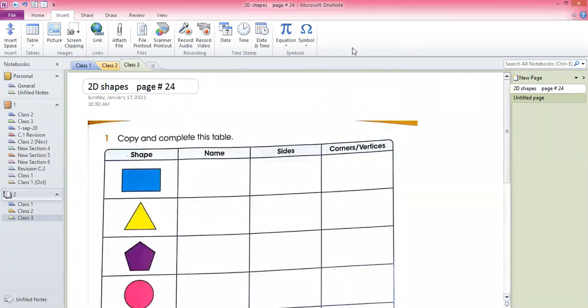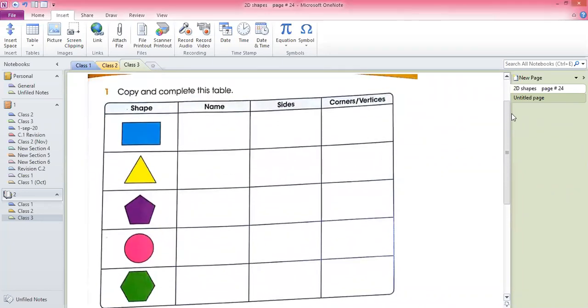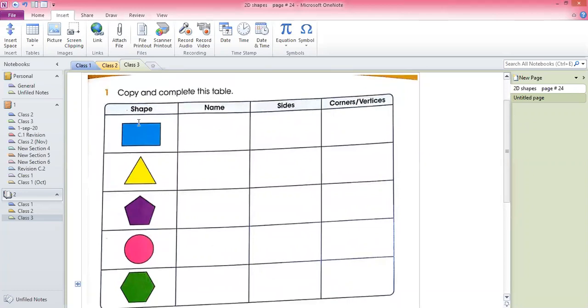Now guys, you are going to answer it. I'm not going to help you because you know about the shapes, the names of the shapes, and the sides of the shape, how many sides, how many corners, how many vertices are there. So copy and complete this table. This is an incomplete table. You have to recognize the shape, write its name, and tell how many sides and how many corners it has. So which shape is that? I'm going to open your mics and you have to tell me the answer. First one, which shape is that?